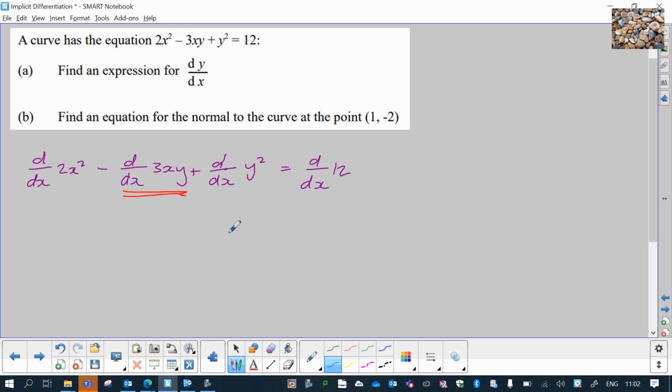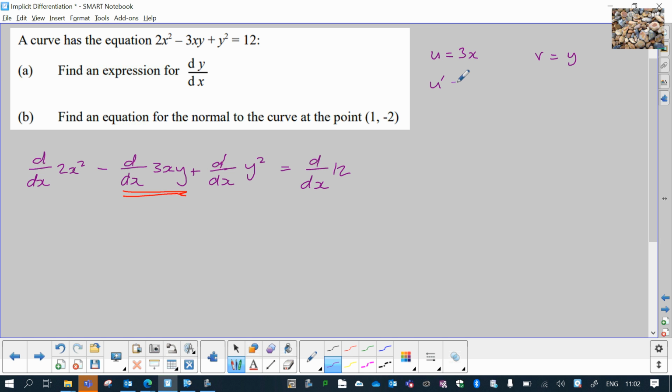So what we have here, and it's a fairly common thing for examiners to throw in, is we have an x term multiplied by a y term, and that's the key part of this. We have something to do with x multiplied by something to do with y. So we need to use the product rule. So for the product rule, we're going to say that u is our 3x. We're going to say that v is our y, 3x multiplied by y.